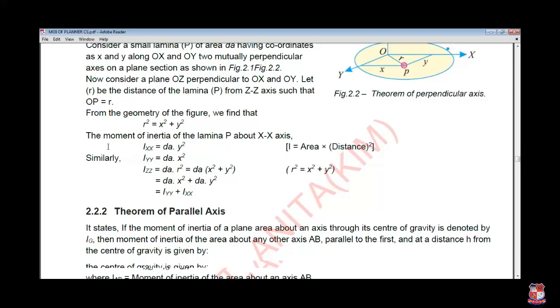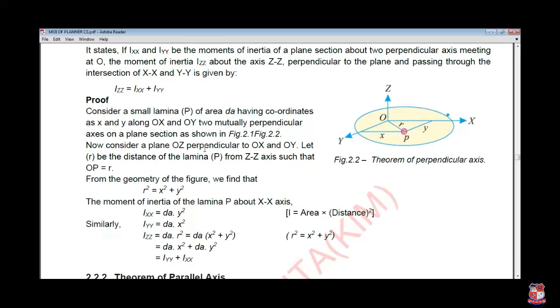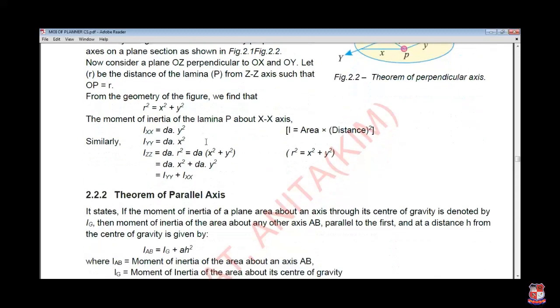So the moment of inertia of the lamina P about the x axis, Ixx, is equal to the sum of dA y square, and Iyy is equal to the sum of dA x square. So Izz is equal to the sum of dA r square, which is x square plus y square. So dA x square and dA y square are the moments of inertia about the y axis and x axis. So simply this theorem is important, the perpendicular axis theorem.